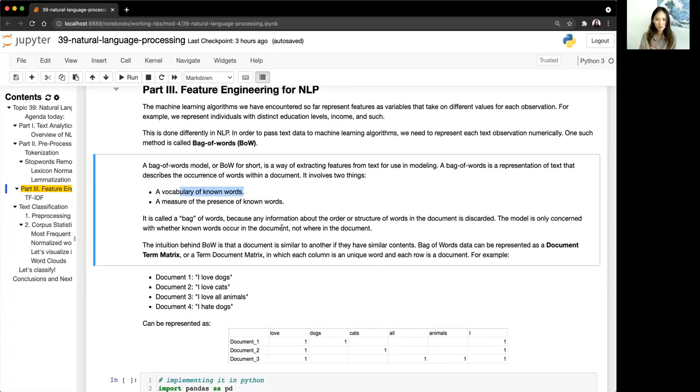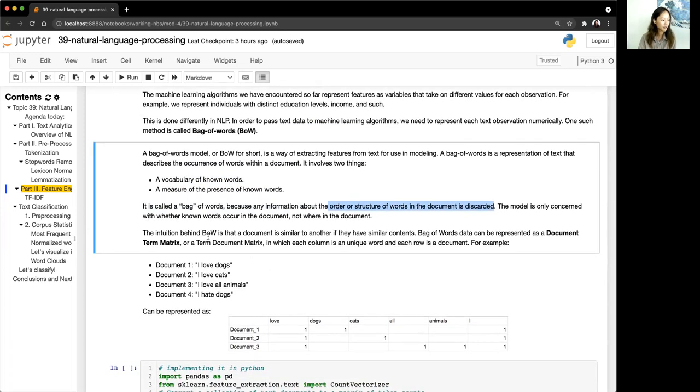Within bag of words methods, there are two main ways to do this. It's called a bag of words because information about the order or structure of words in the document is discarded. What words come before and after other words is not taken into account. The model is only concerned with whether known words occur in the document, not where in the document. So if you think that the order of the words matters, then word embeddings, which we'll talk about tomorrow, might be more appropriate.